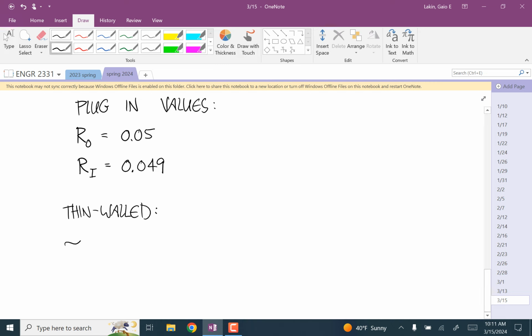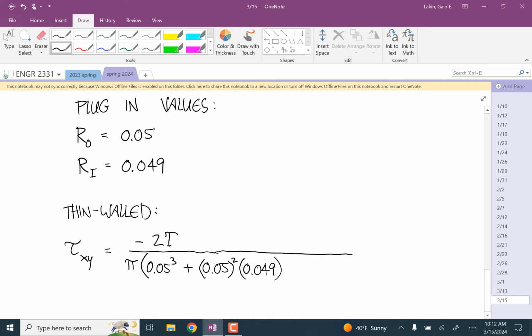So we have tau xy is equal to negative 2T divided by pi times 0.05 to the third plus 0.05 squared times 0.049 minus 0.05 times 0.049 squared minus 0.049 cubed.